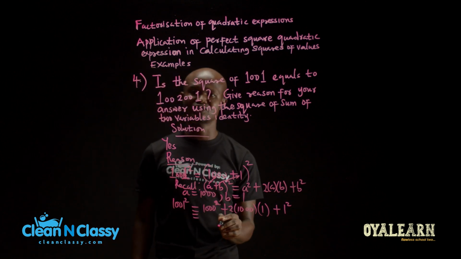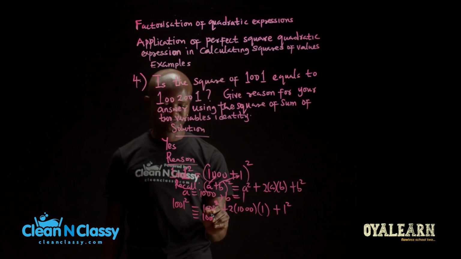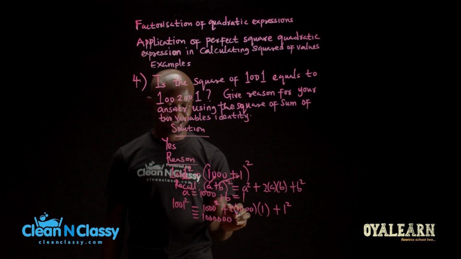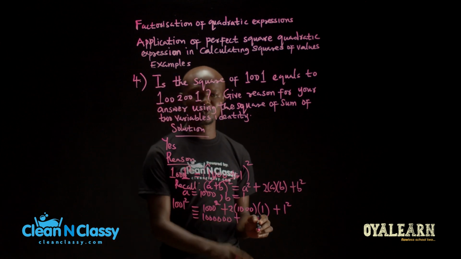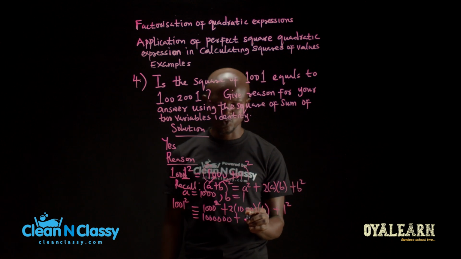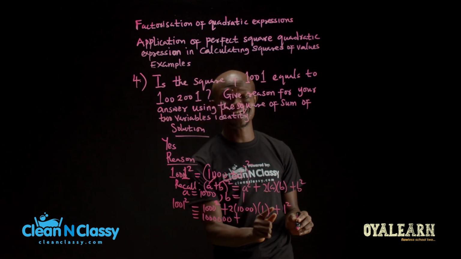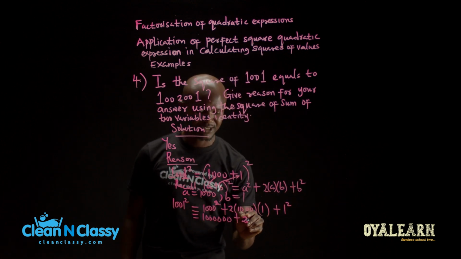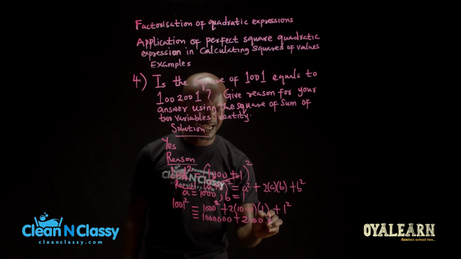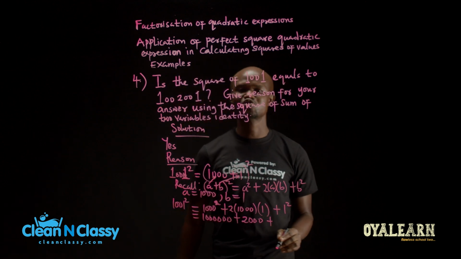What is 1000 square? That is 1,000,000. Then plus 2 times 1000 times 1. What do we have? That's 2000. Then plus 1 square, which is 1.